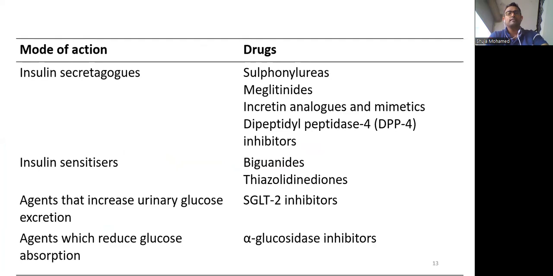There are modes of action: insulin secretion, sulfonylurea-like, incretin-like. So what are causing insulin sensitization? Biguanide, that is metformin, thiazolidinediones, and other agents where they block.